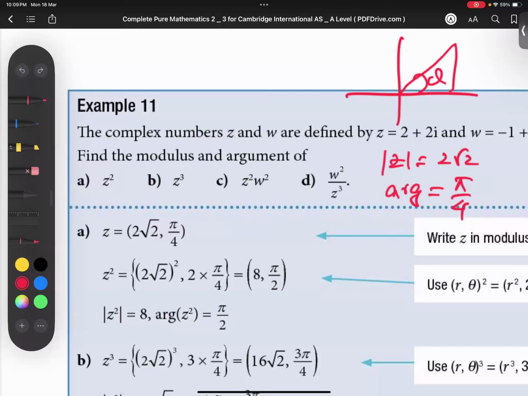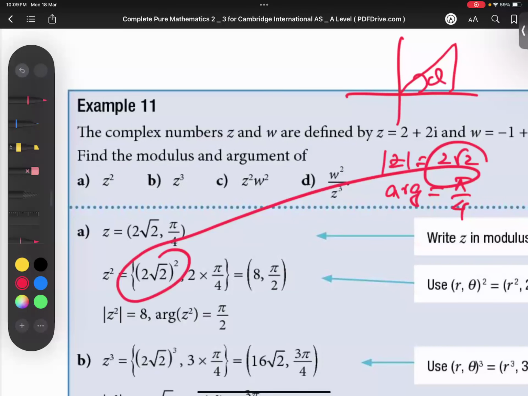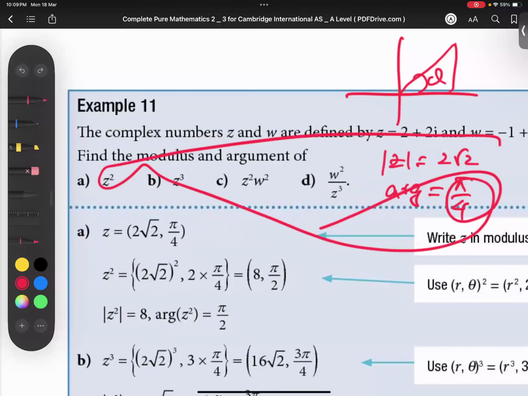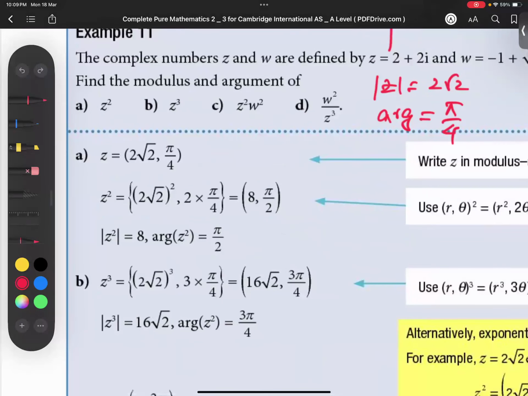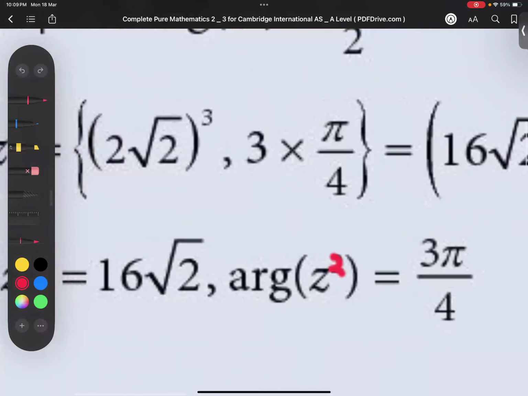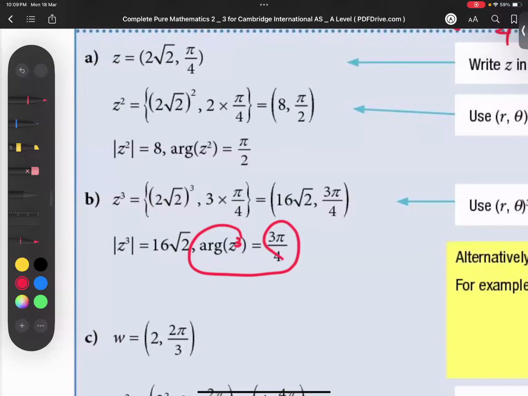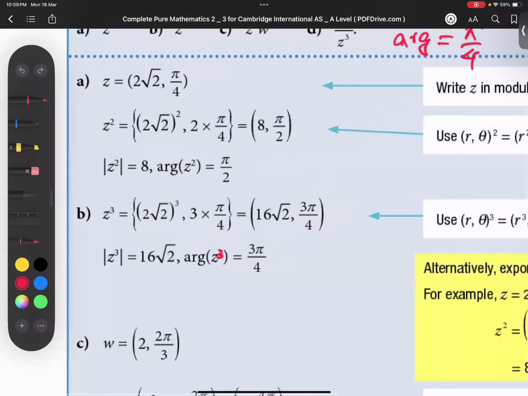So for z to the power 2, I take the square of this number, and that power 2 multiplies with the argument. If I need power 3, I take the third power of this number, and this 3 multiplies the argument. So the modulus of z cube is this, and the argument of z cube, he wrote square by mistake, it is actually z cube, is 3 pi by 4. Short story, I think you understood very well.